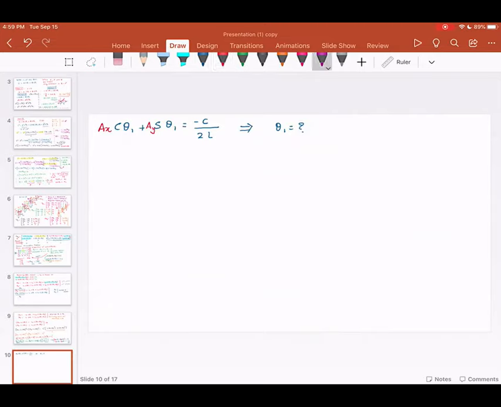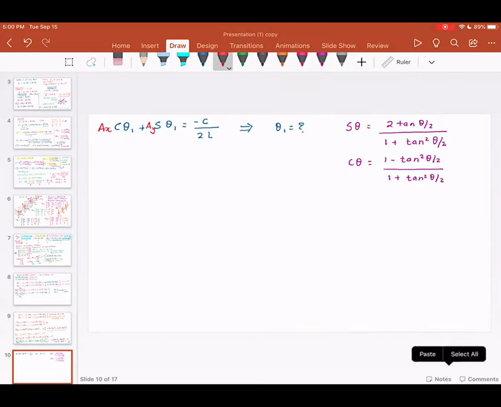So now what I'm going to do is substitute. Remember the substitution we talked about? Sine theta is equal to 2 tan theta by 2 divided by 1 plus tan square theta by 2. Cosine theta is equal to 1 minus tan square theta by 2 divided by 1 plus tan square theta by 2. So I will substitute, and you can substitute the expressions.